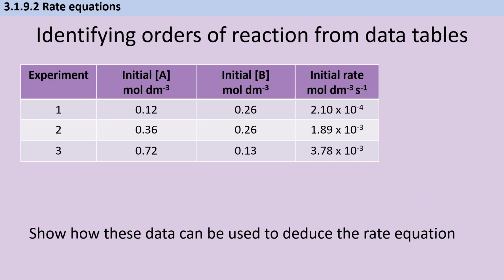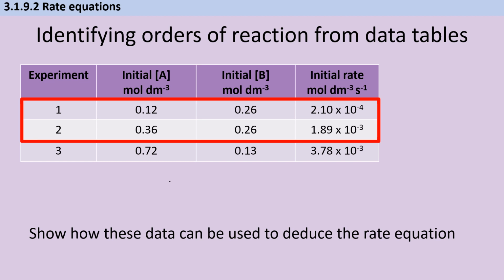Typically, an exam question will provide you with a data table and ask you to identify the partial order or deduce the overall rate equation. Firstly, look for a pair of experiments where the concentration of only one reactant has changed. Here, experiment 1 and 2 have the same concentration of B and only A has changed. By looking at A, I can deduce the partial order with respect to A. The initial concentration of A has increased from 0.12 to 0.36, so it's tripled.